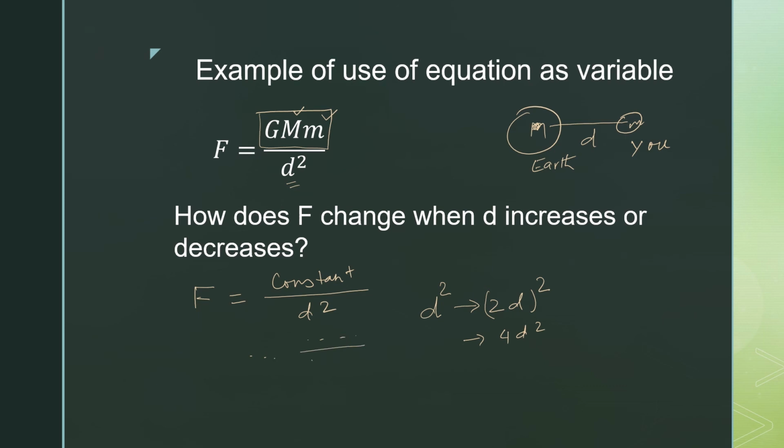Everything else is the same. You pick up a factor of 4. See, d squared is still d squared, but you pick up a factor of 4 in the denominator. That means force becomes a quarter when distance doubles. It's not half. That's how equations with variables are used in physics to predict what happens.